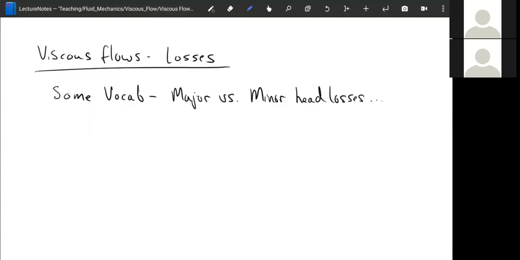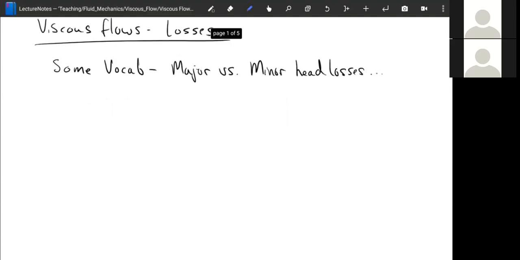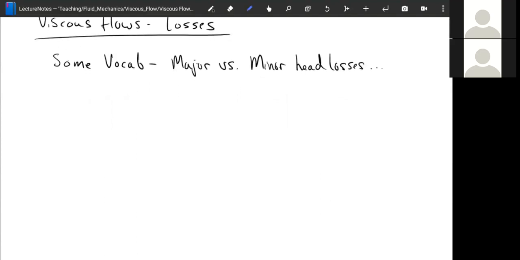All right, so today we're going to talk about viscous flows with losses in general. So we're not going to worry about if it's fully developed. We're not going to worry about if it's laminar. Everything we're going to talk about today will work for both, right? And the first thing we're going to do is talk about some vocab. We kind of mentioned this before, but let's hit it more solidly.